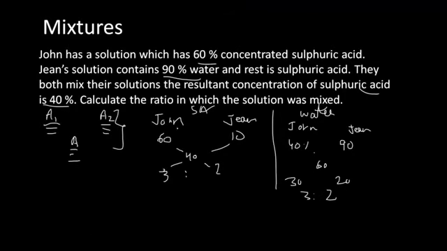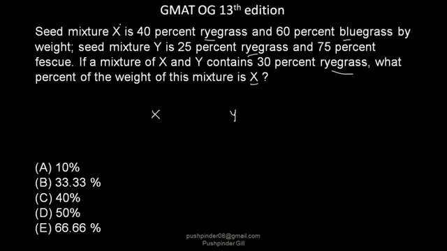So how much is the ryegrass in X? 40% ryegrass in X. How much ryegrass in Y? 25% ryegrass in Y. And how much ryegrass overall? 30% ryegrass overall. Right? So when you mix them, what is the overall solution? This minus this is 5 and this minus this is 10. So that means they are mixed in 1:2.